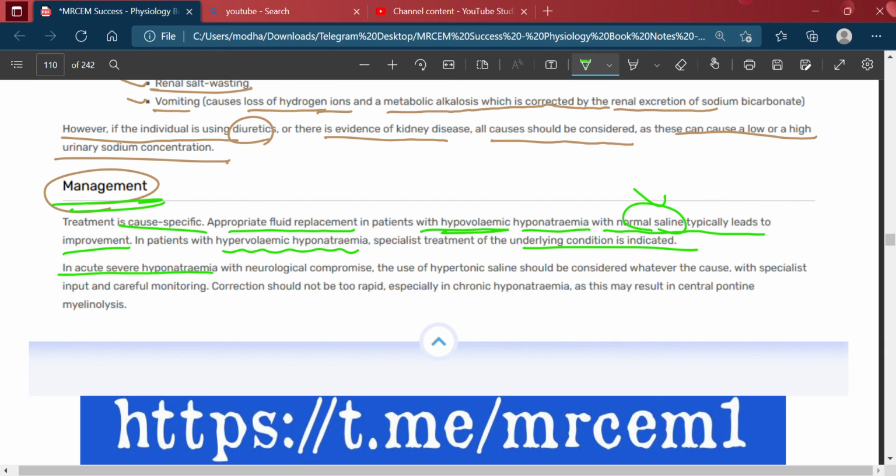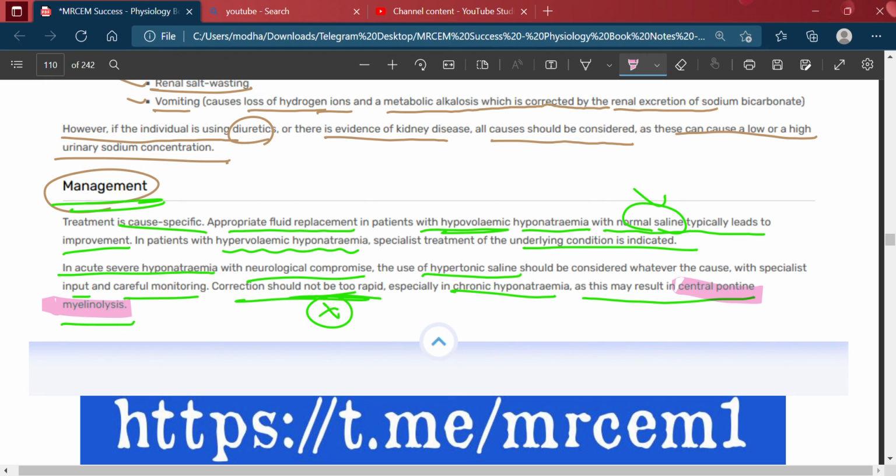In acute severe hyponatremia with neurologic compromise, the use of hypertonic saline should be considered, whatever the cause, with specialist input and careful monitoring. Correction should not be too rapid, especially in chronic hyponatremia, as this may cause central pontine myelinolysis. This means that if we correct severe hyponatremia too rapidly, it will cause central pontine myelinolysis.